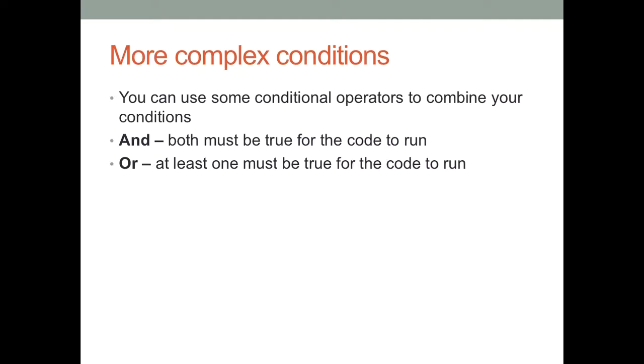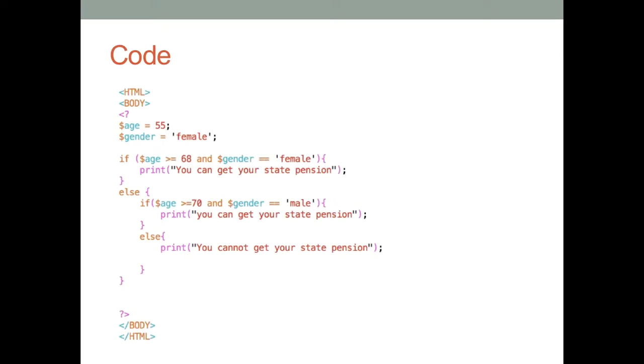We can also combine more than one if statement using an and keyword or an or keyword. Here's an example of it in use. We can say if age is greater than or equal to 68 and gender is equal to female, you can get your pension. Trying to think of a good example of an and condition. The pension, where women get it at a different age to men, is a good example.